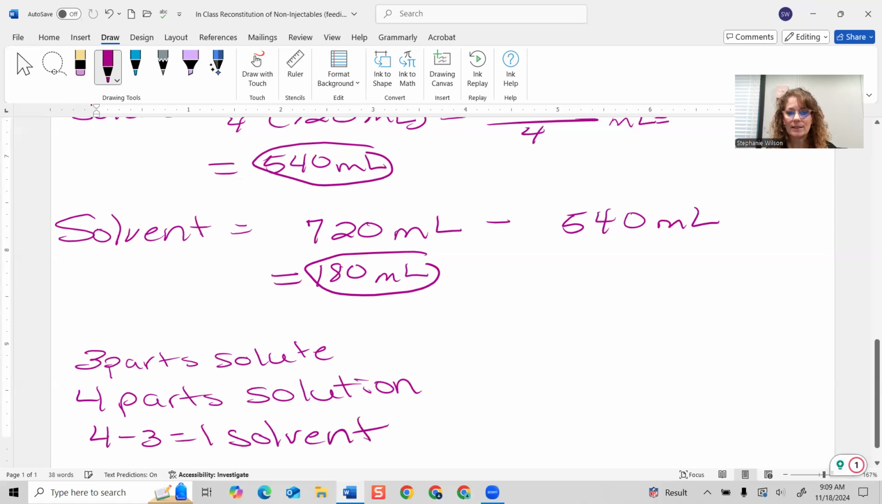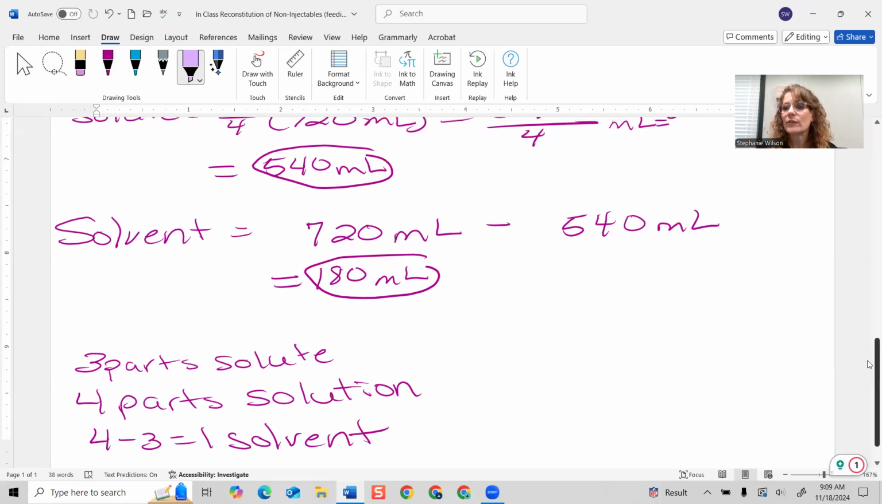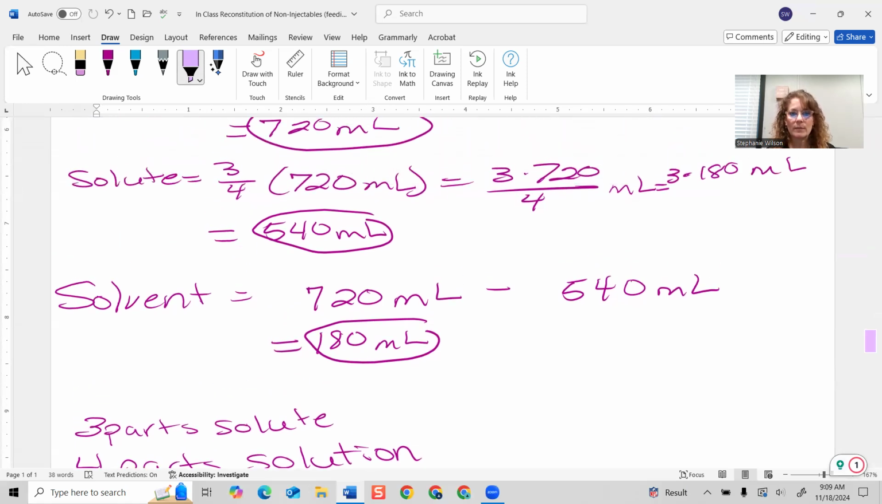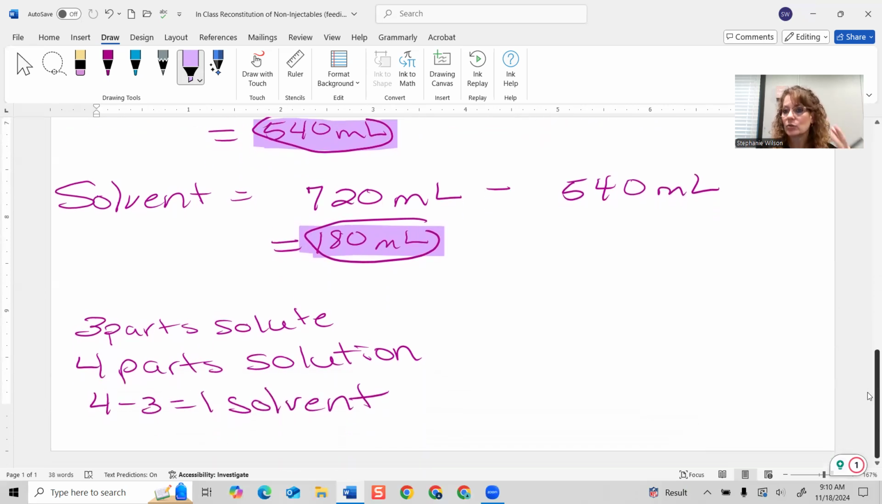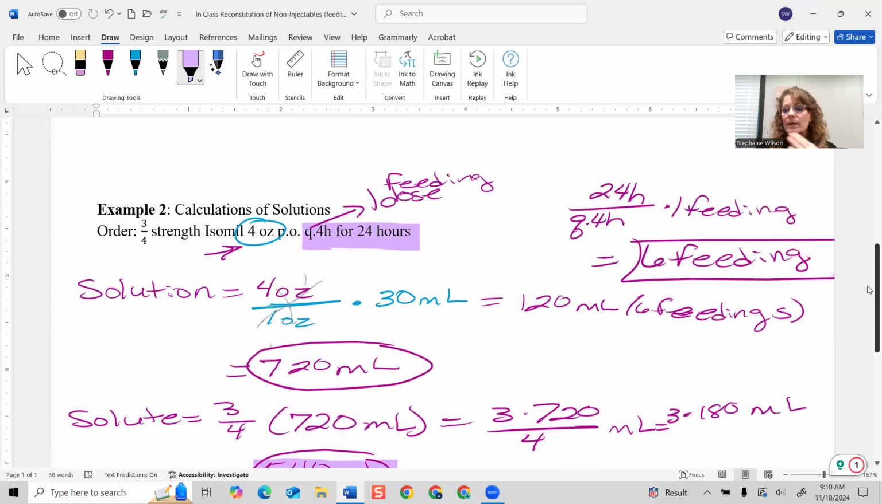This makes sense that we get the answers we did, because if we look at it, this is a very strong drink. So this tells me my solute, my Isomil in this case here, is going to be more. It's going to be real strong versus my dilute, my water, my solvent here. So this makes sense. That's what this fraction is trying to get us to recognize, is this actual strength of the medicine or the feeding, whatever that we're administering through a non-injectable reconstitution. So it may be oral, it may be through a tube, however it has to be done.